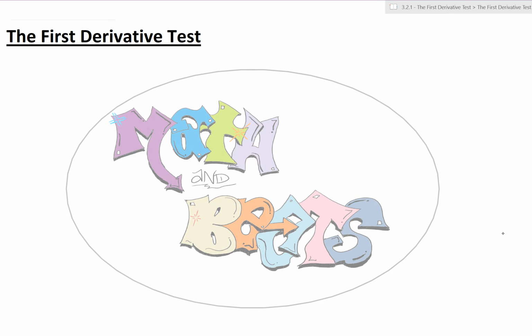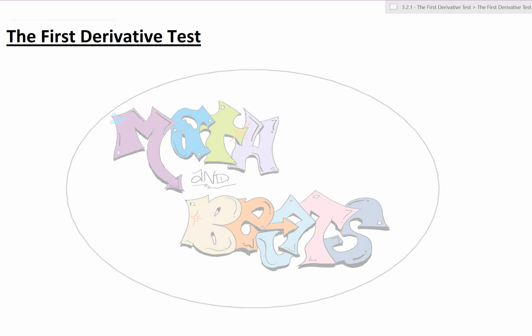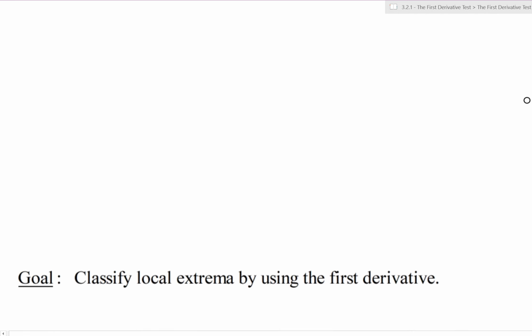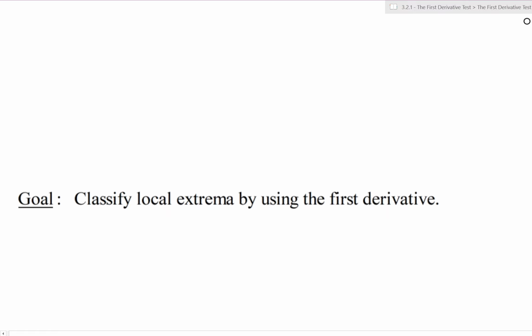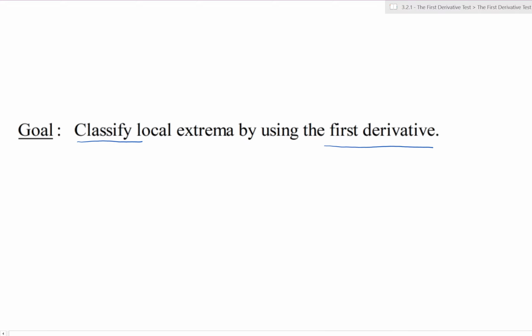Math and Beats. In this video, we are going to look at what is called the first derivative test, and this is going to be a means which helps us identify local extrema. Let's take a look. Our goal, like I said, is to not only identify local extrema, but also classify them. So when we find a local extreme point, is it a local min or max, based on using the first derivative? That's the goal of this video.